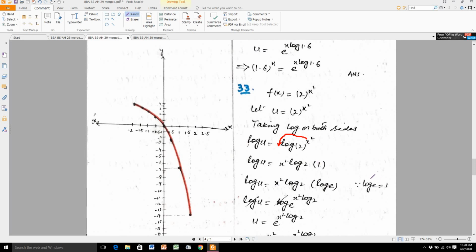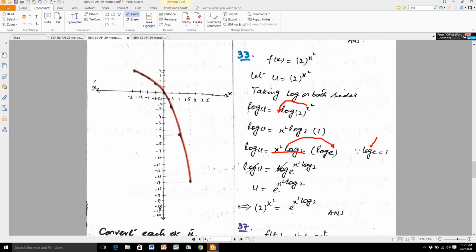So you know that log e is equal to 1. So I am writing here in place of 1 log e, and again this complete thing becomes the power of this exponential function, and I write it as log e raised to the power x square log 2. Now this log is cancelled with this log, and we get u is equal to e raised to the power x square log 2. And you know that we supposed u is equal to 2 raised to the power x square. Here you see that your function is an exponential function whose base is e.